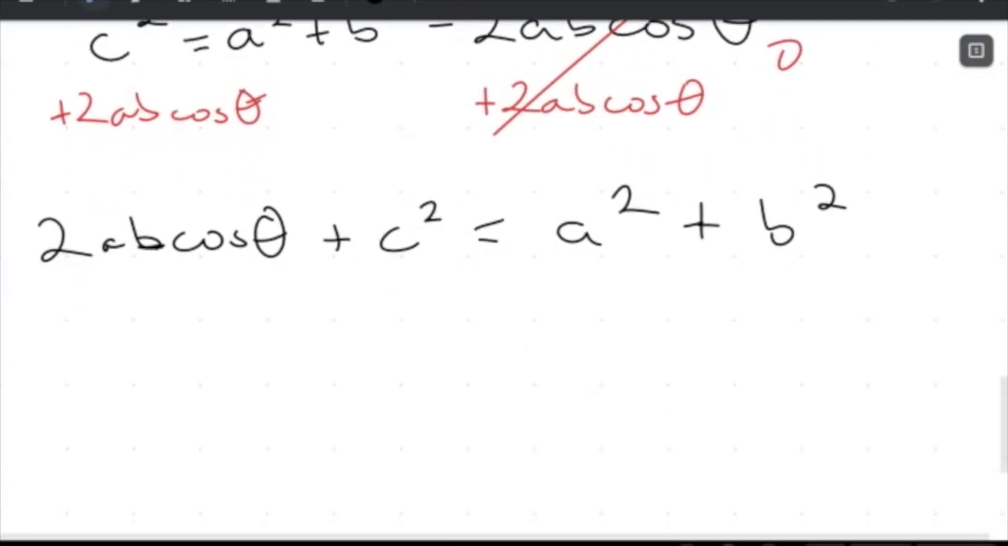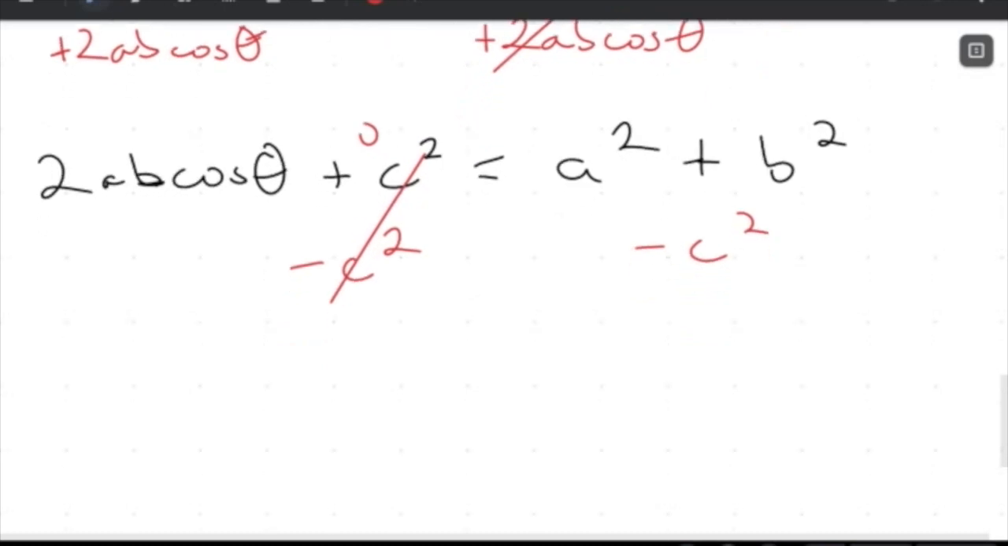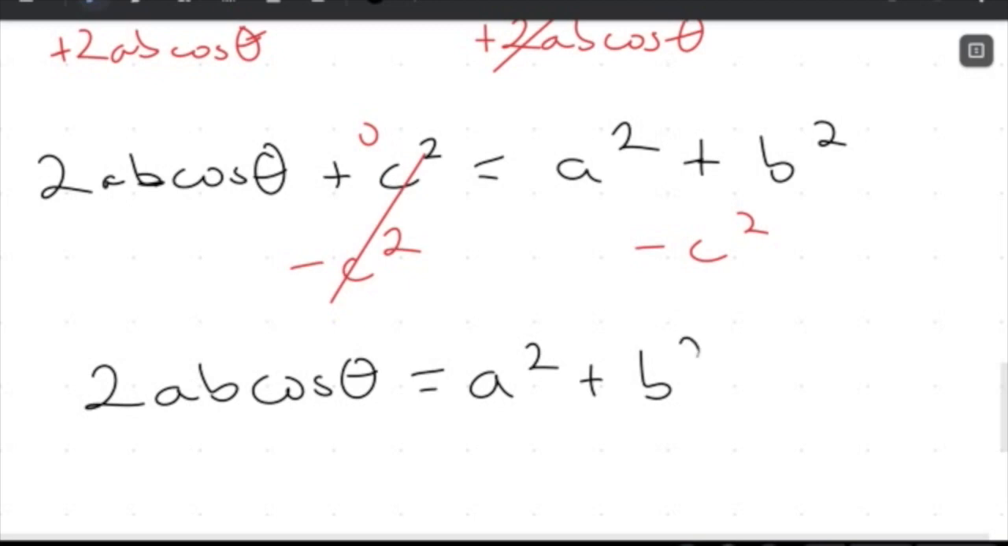Alright, now I want to systematically chip away at everything surrounding cos theta in order to get it on its own. The first pretty clear thing I can see is this plus c squared. So I'm going to subtract it from both sides. That leaves me with 2 times a times b cos theta equals a squared plus b squared minus c squared.